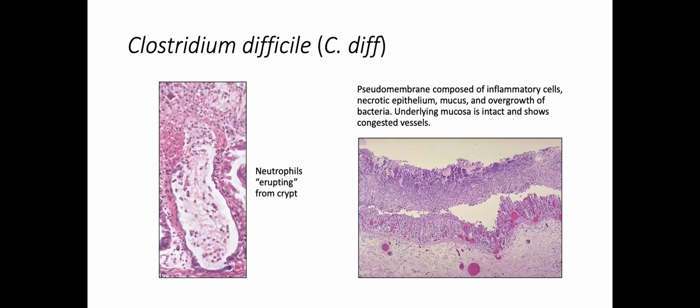Here are neutrophils erupting from the crypt, looking at C. diff. And then you can also see right here the pseudomembrane showing those inflammatory cells. And below it, we've got these congested vessels. So all the neutrophils. If you see a path slide, this is what it could be.